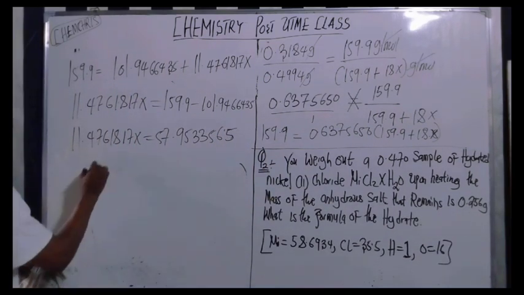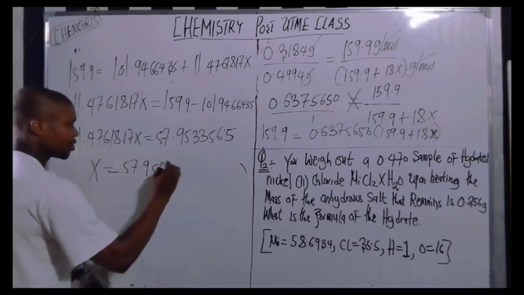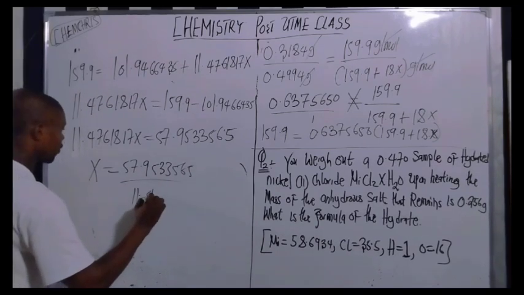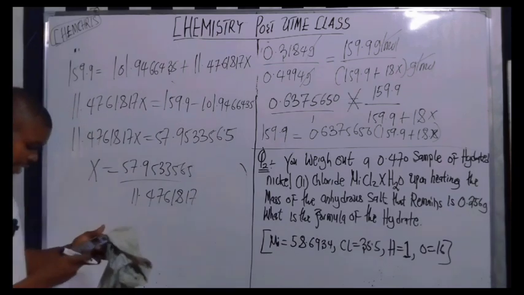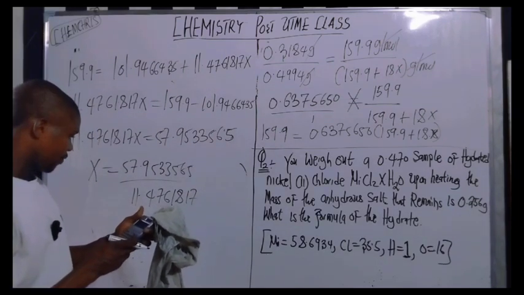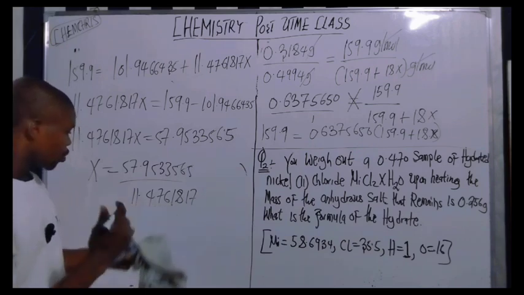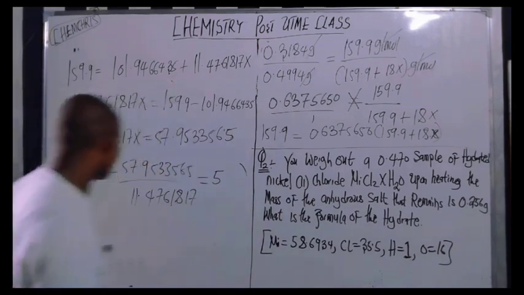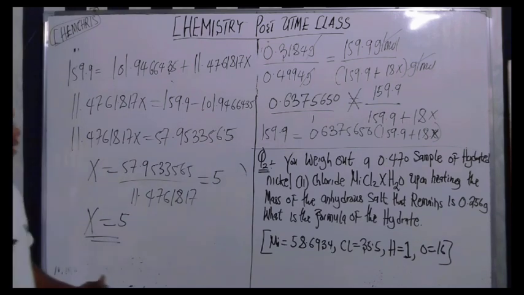So if you make S the subject of formula here, it will be 57.9533565 over 11.4761817. So let's divide this. 11.4761817. So yeah, you have to get what? 5. That is the number of water. The number of water in the compound is 5.